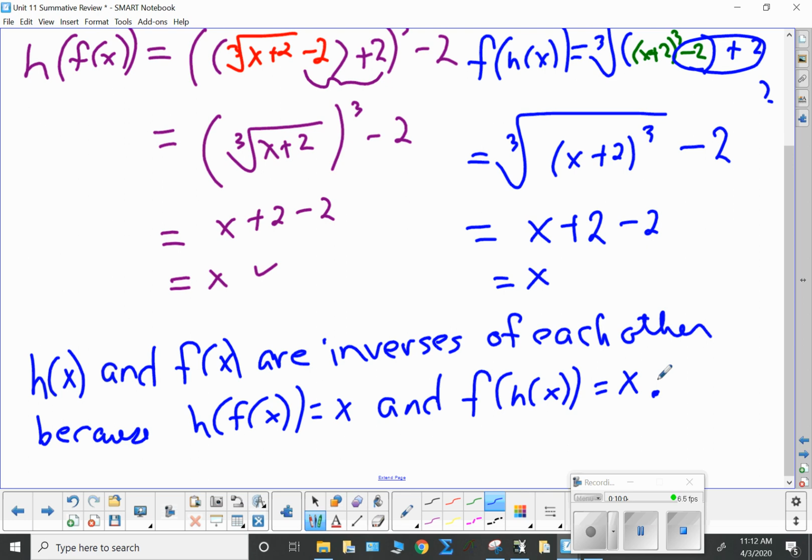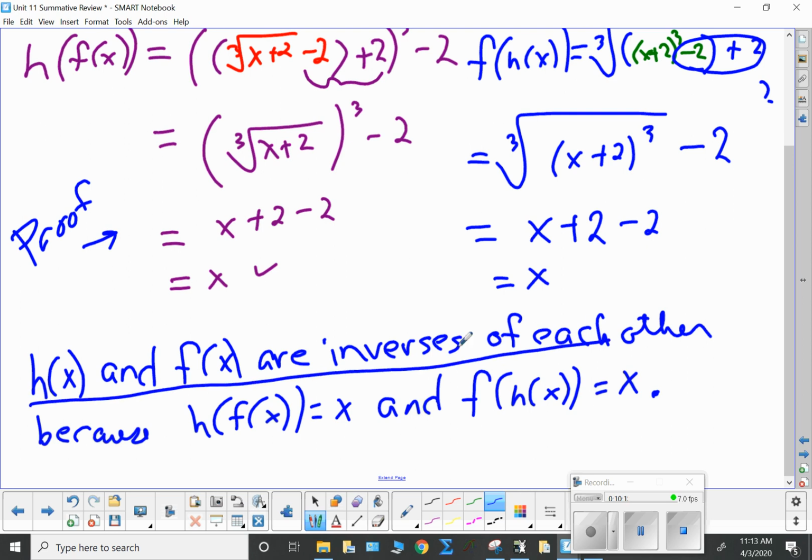Okay. Notice I have the proof. This is the mathematical proof. This is my statement, and this is my reason. Okay? You need all of that. That's it for objective 2.